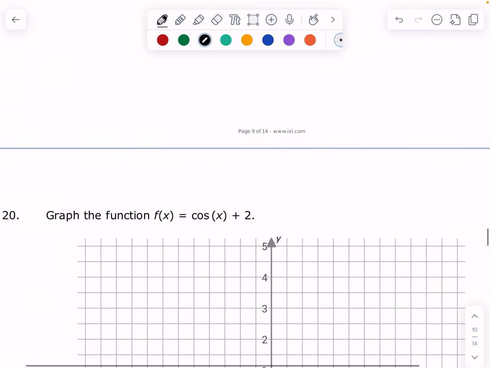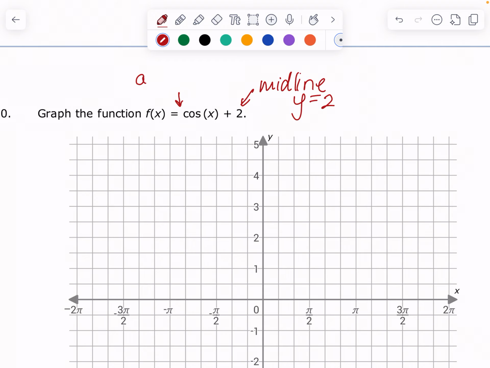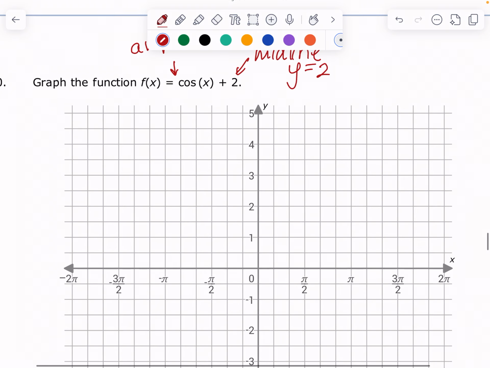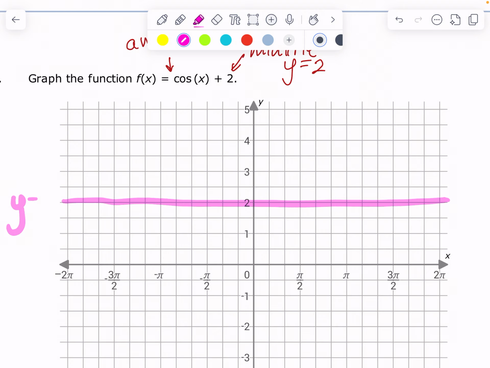Okay, so this is basically the same thing. We're going to go through and we see that the midline, you can pause the video if you want, is y equals 2. Again, the amplitude is 1. It will not be the same on the test. And then I'm just going to graph those. So midline was at y equals 2. So this is the line y equals 2. The amplitude 1 goes 1 above there and 1 below there.